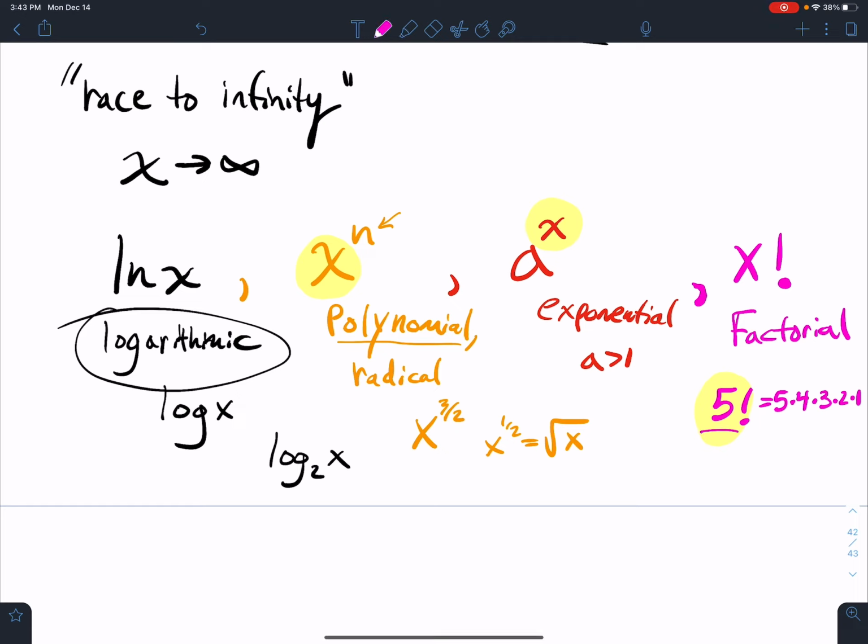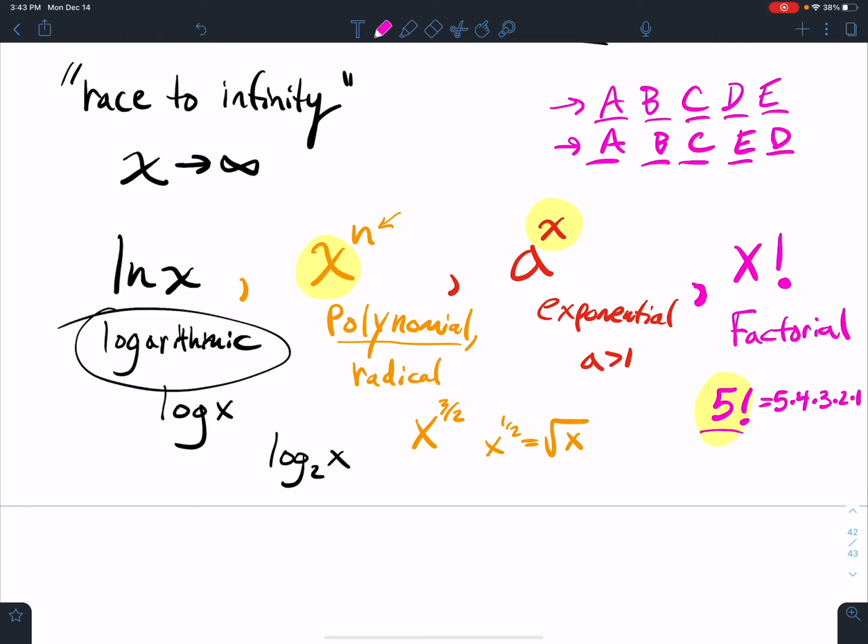So if I have 5 different objects, say I've got like A, B, C, D, E. 1, 2, 3, 4, 5. There's 5 things. That's one ordering of those 5 objects. Another ordering could be like A, B, C, E, D, right? So the question might be, well, how many orderings are there of those 5 objects? Well, there are 5 factorial orderings. 5 times 4 times 3 times 2 times 1 is 120. You see how this grows really quickly, okay?